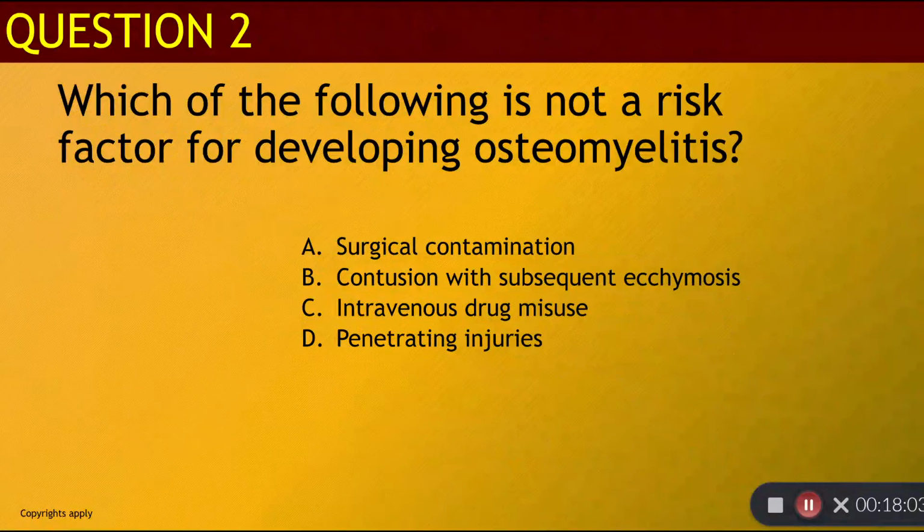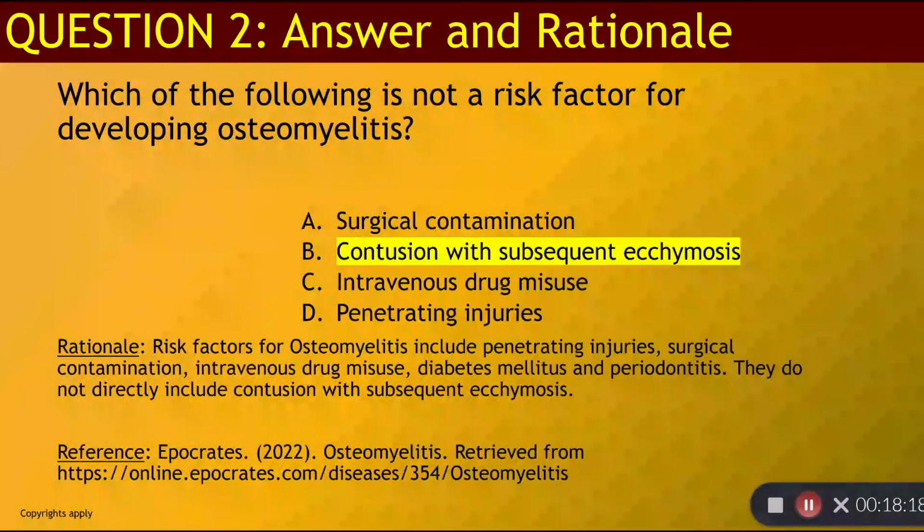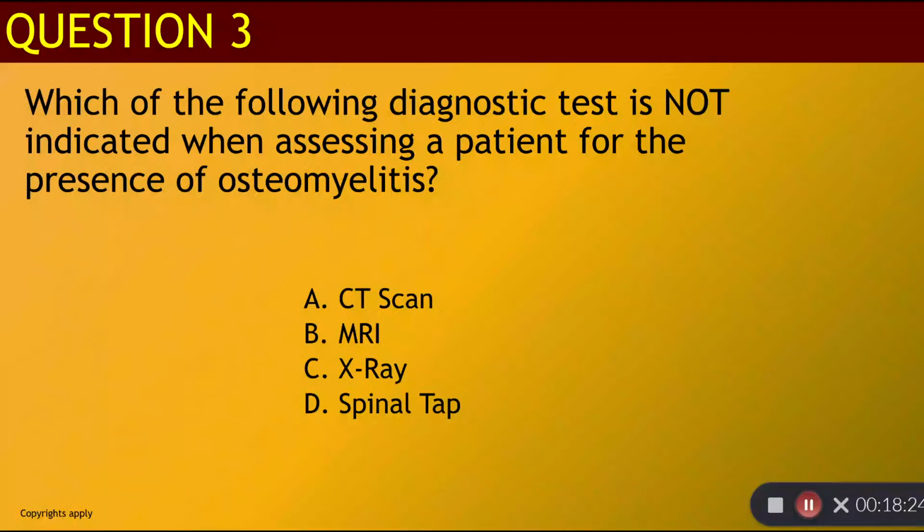There is your rationale. Which of the following is not a risk factor for developing osteomyelitis? Surgical contamination, contusion with subsequent ecchymosis, intravenous drug misuse, or penetrating injuries. The answer is contusion with subsequent ecchymosis. There's your rationale. There's your reference.